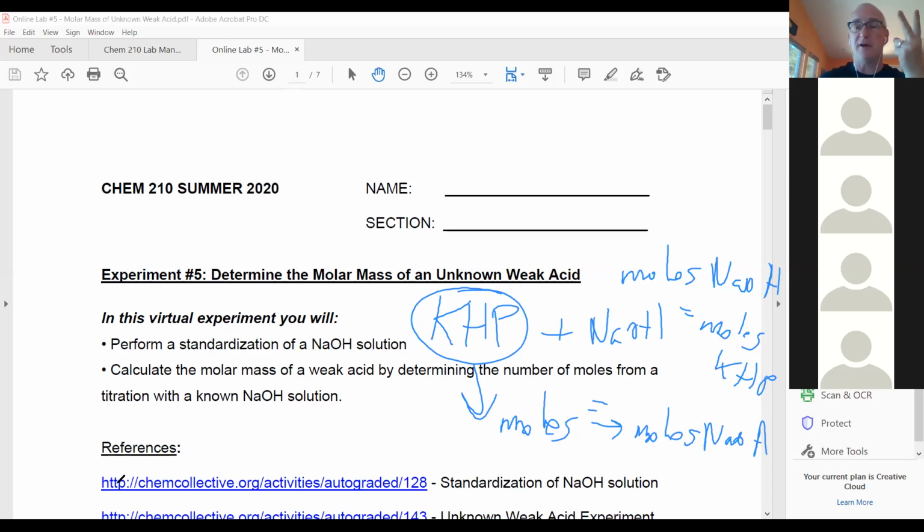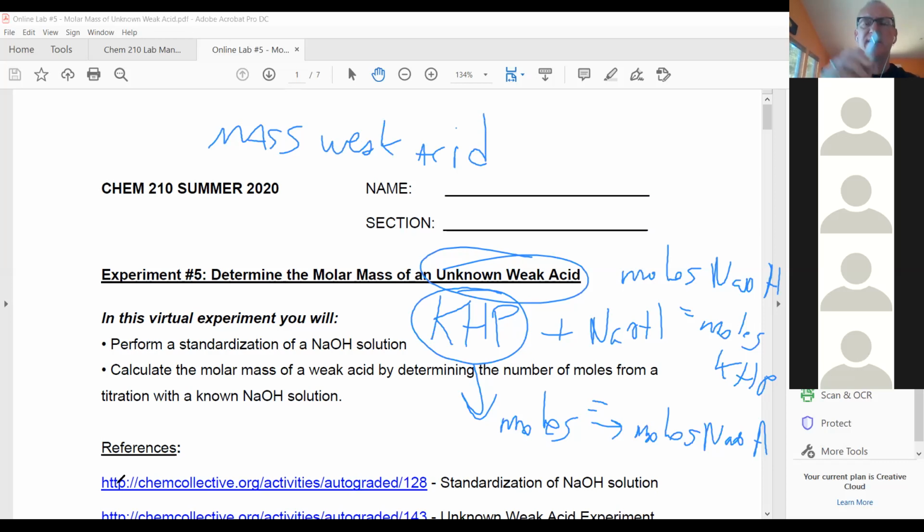And then the second experiment, instead of KHP, we're going to use an unknown acid. We don't know what it is. All we're going to be able to do is measure the mass of this unknown weak acid. Can anyone tell me what a weak acid is? What's the difference between a weak acid and a strong acid?